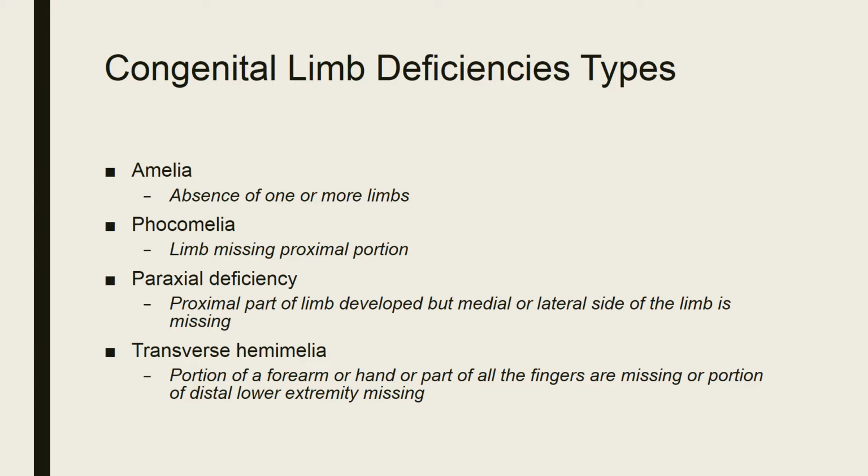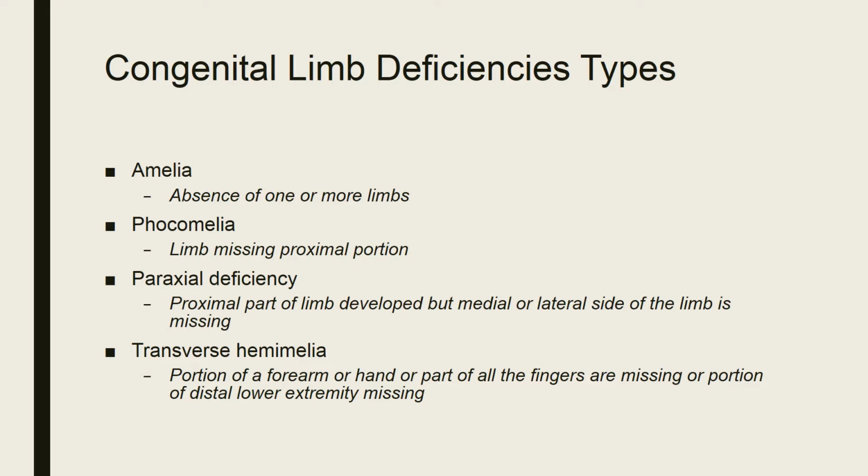So when we look at the different types of congenital limb deficiencies, this is what children are born with. Amelia is a term where, basically, A means without, right? And melia means limbs. So amelia is when the child is born without one or more of their limbs. So without an arm, without a leg.